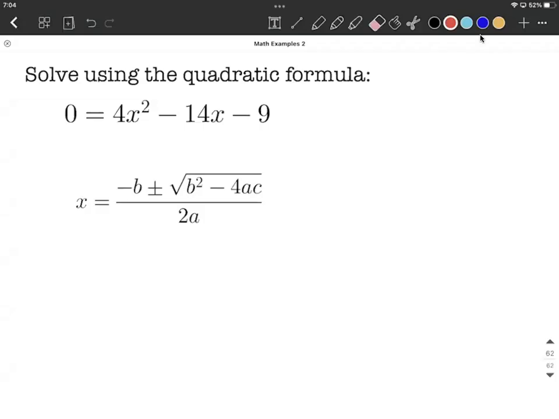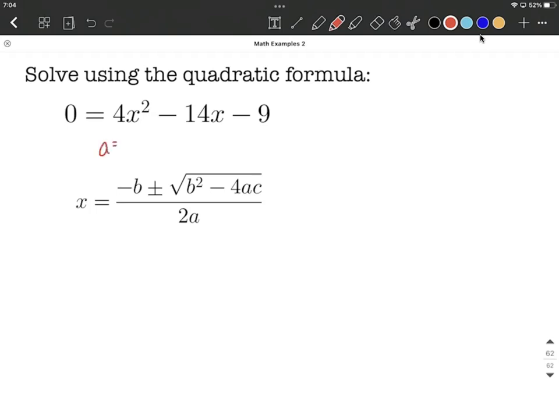Okay, let's solve this quadratic equation utilizing the quadratic formula. It's a quadratic equation because our highest power on our variable is 2. The other thing to get started is you have to have all your terms on one side and it equaling 0 on the other side. From here, basically get this formula memorized, and we're going to identify a, b, and c.